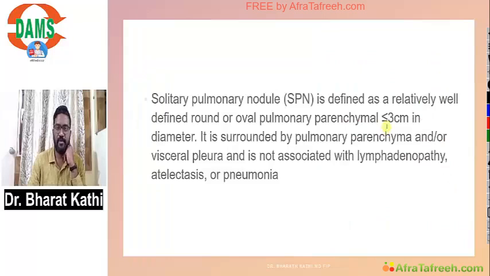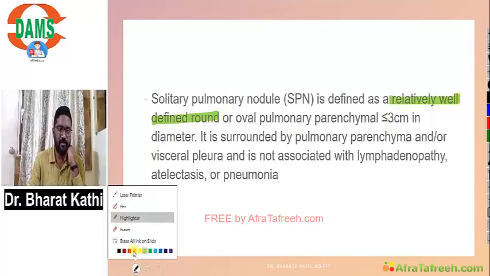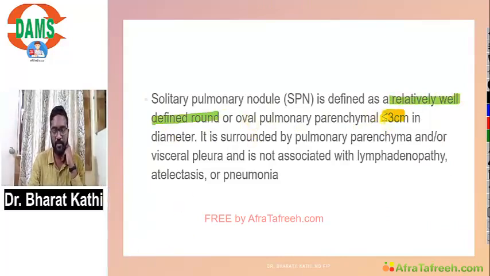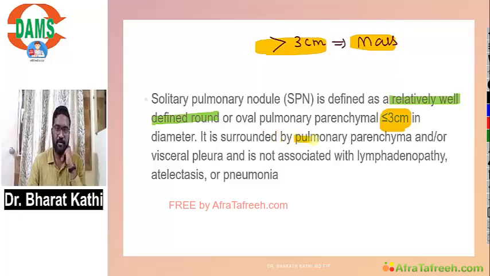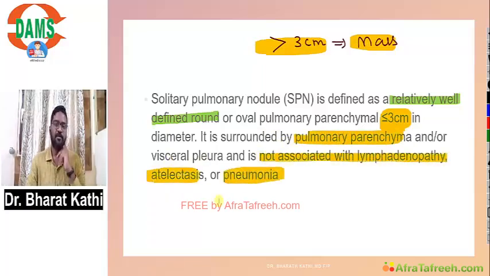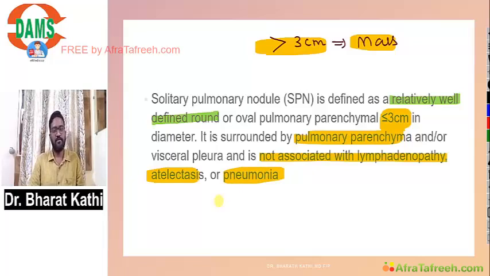The definition of SPN is a well-defined round or oval parenchymal opacity less than 3 centimeter. If it is more than 3 centimeter, that opacity is referred to as a mass. It is surrounded by pulmonary parenchyma or visceral pleura and not associated with lymphadenopathy, atelectasis or pneumonia. So if there is any lymph node enlargement, any collapse, any consolidation, then you cannot call it SPN. So this is the precise definition.